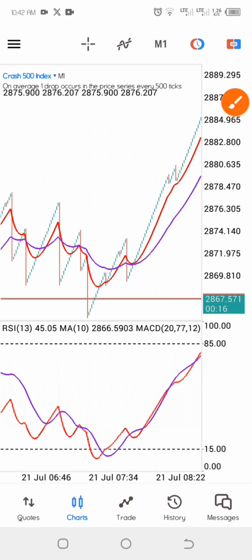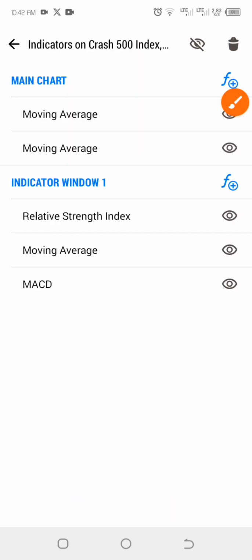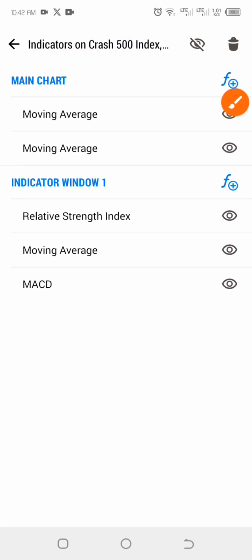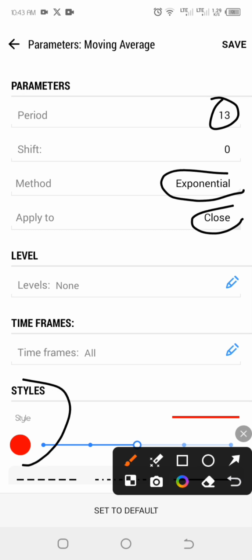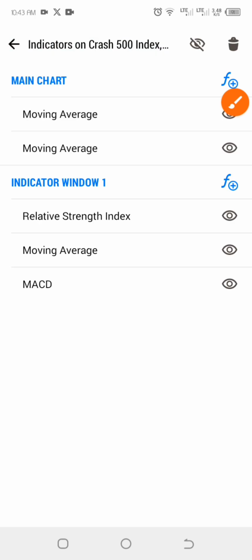Okay, so let's talk about the settings. Now go to this icon you are seeing at the top. This is where you're going to add your indicators. Now for the first indicator, this is the moving average. Click on this F icon to add the moving average. For the first moving average, the period is 13, method is exponential, apply to close, and the style using the color of your choice. Click on save. Go back, and then you have your moving average in your chart.